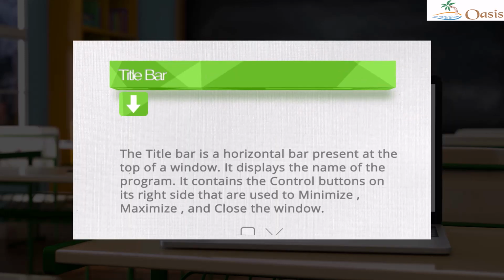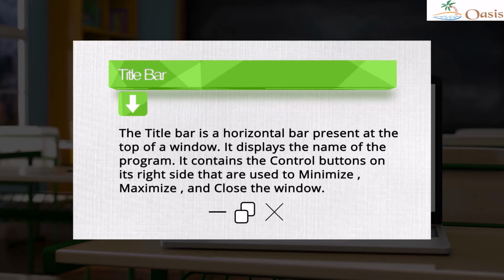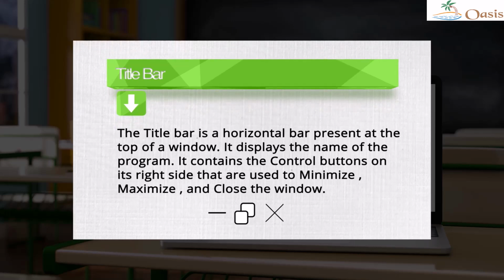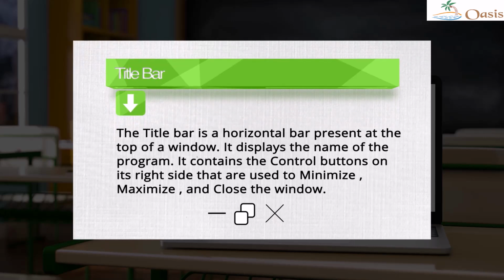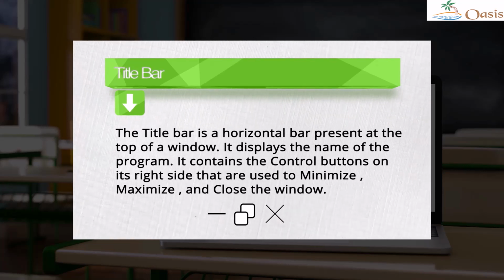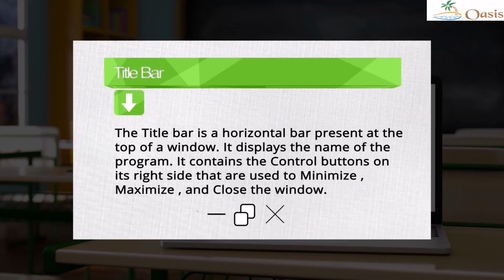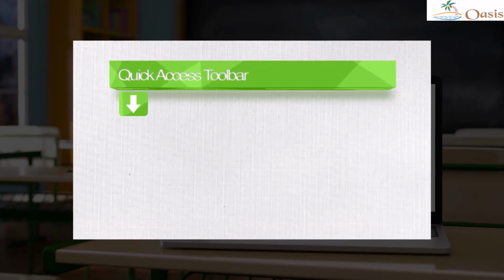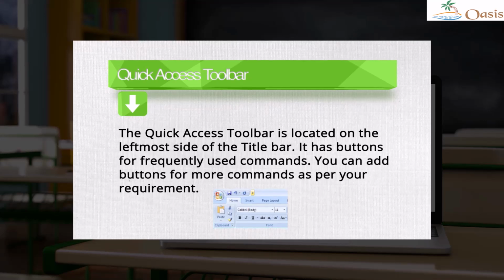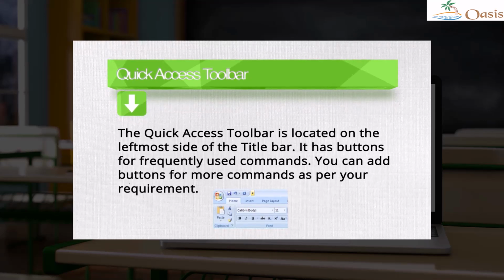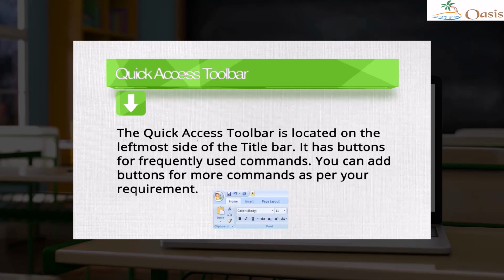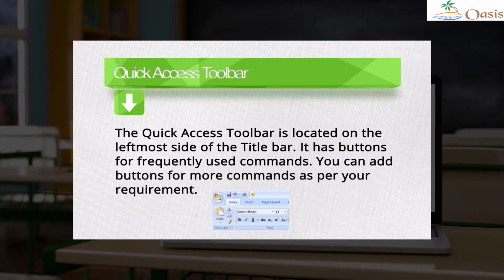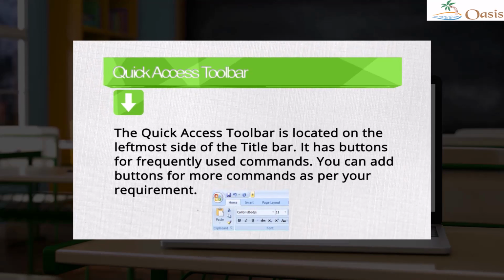Title bar. The title bar is a horizontal bar present at the top of a window. It displays the name of the program. It contains the control buttons on its right side that are used to minimize, maximize, and close the window. Quick Access Toolbar. The Quick Access Toolbar is located on the leftmost side of the title bar. It has buttons for frequently used commands. You can add buttons for more commands as per your requirement.